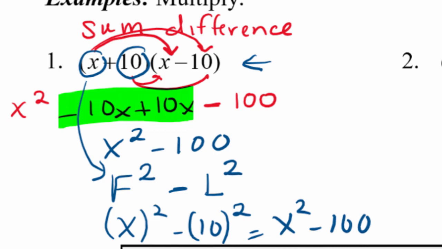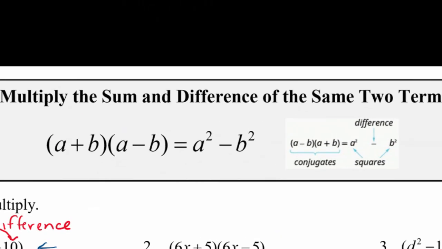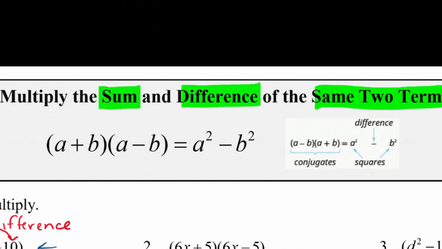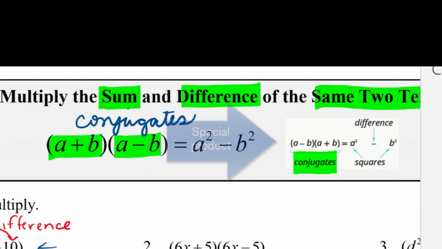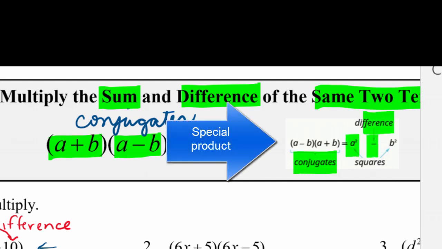Matter of fact, it's so special that we give this sum and difference their own name. We call these two binomials, they have the same two terms, but one's a sum and one's a difference. So a plus b and a minus b. So we call those binomials conjugates. Same two terms with a different sign. When we multiply conjugates together, we will get the difference, so a subtraction, the difference of both terms squared.